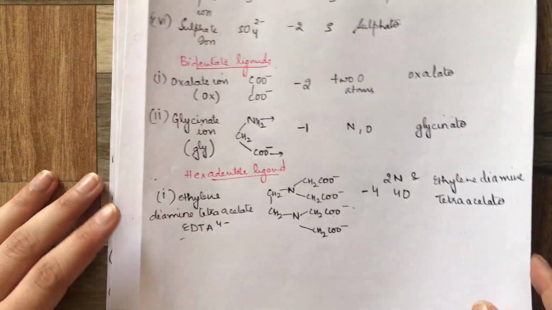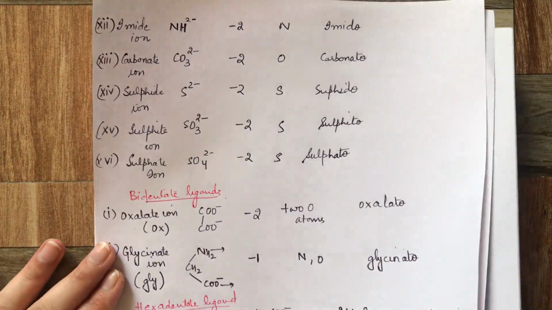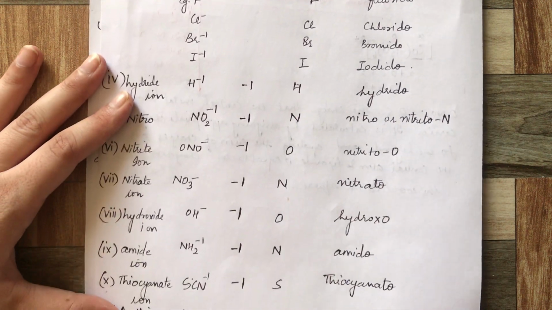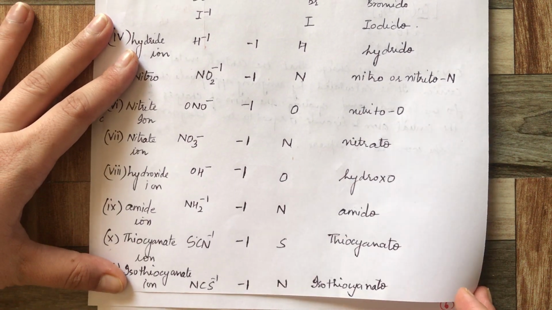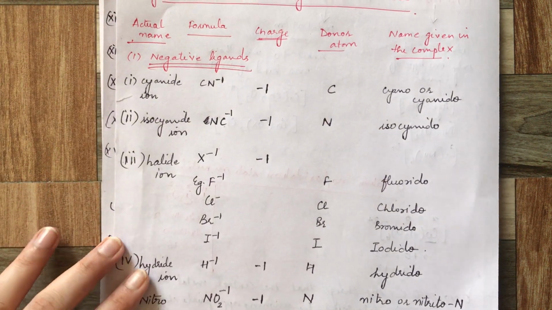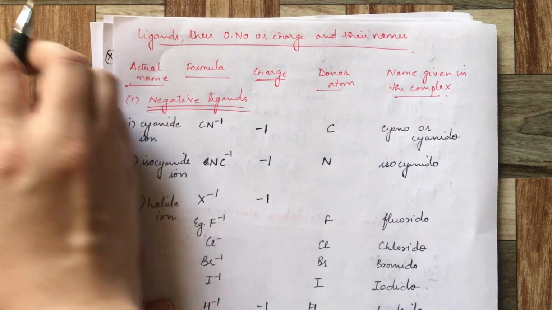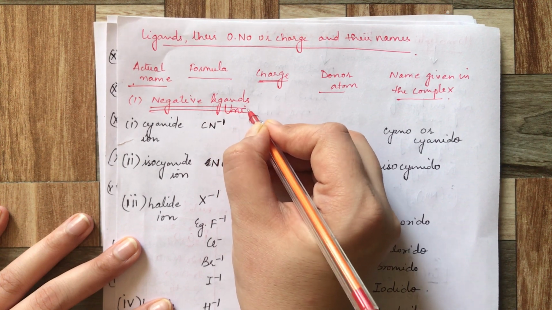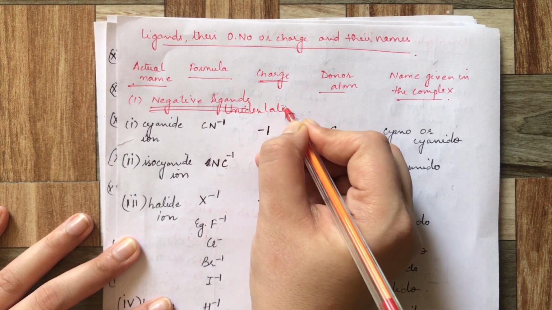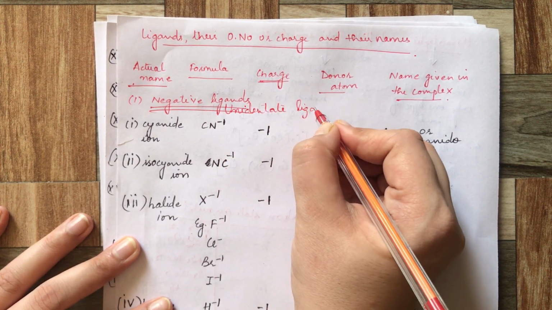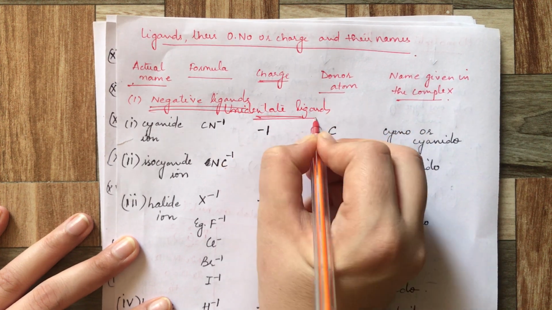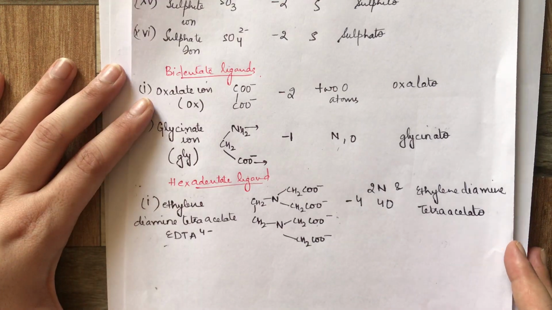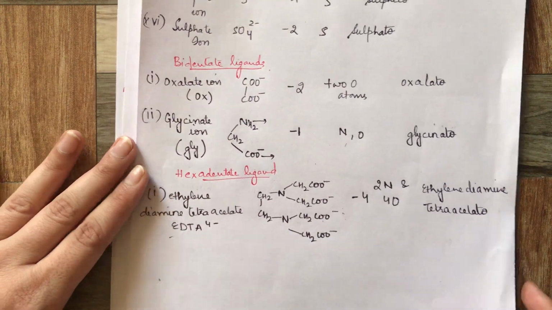This is how the negative ligands will be represented. These are the negative ligands. Under negative ligands, we had the unidentate ligands, and the bidentate and the hexadentate ligands.